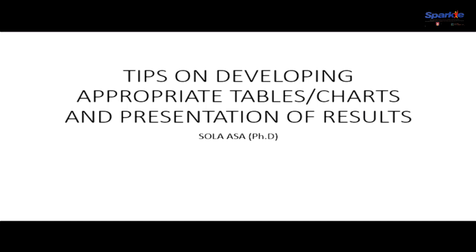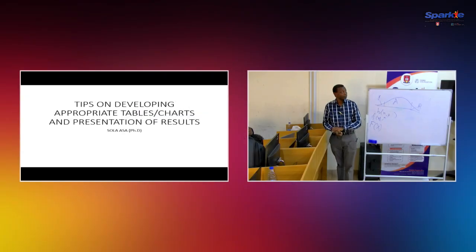Many practical sessions. There is an aspect of our work that has to do with planning your research. I believe when Dr. Adedine comes, he will be able to put us through very well on that. Tips on developing appropriate tables, charts, presentation of results.